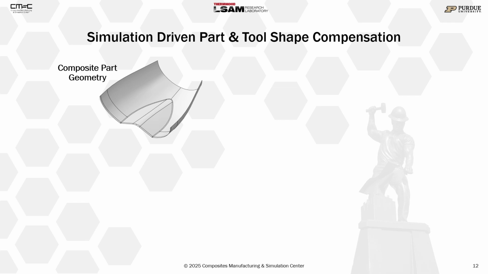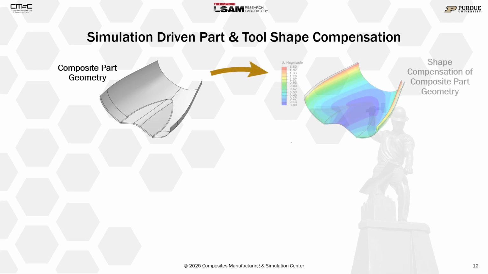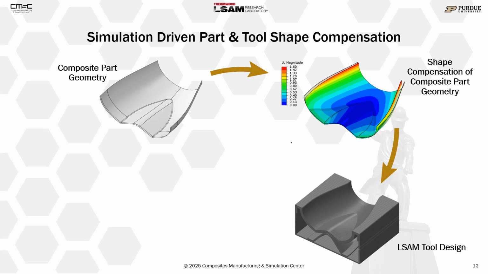So we started with the part definition, or the part geometry definition. Then we predicted the shape change due to the anisotropic shrinkage of the material and compensated for this shape change. And then using the compensated shape, we developed a tool design for the additive process.